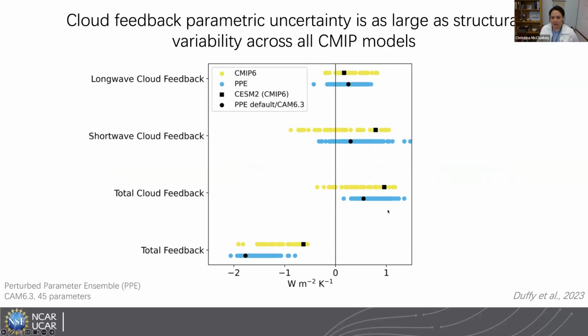And what the study from Margaret Duffy is highlighting is that for these different cloud feedbacks, you have the same amount of variability within a parameter set and also within a structural set. So this is just highlighting, again, that we have a lot of uncertainty in our climate models regarding these processes.